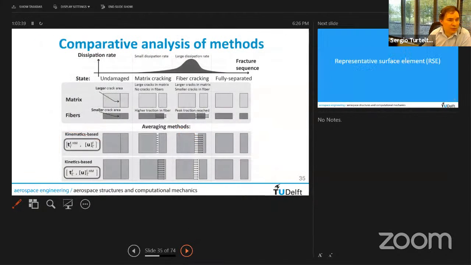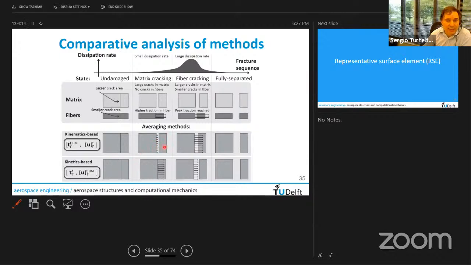A little bit of explanation of why this is happening and the difference between the two methods can be seen here, because we see that at the beginning, this is the undamaged material, and then you have the matrix here and you have the fiber. So at the beginning, the matrix is the first one to fail. So there's a very large opening here, but the load is mostly being transmitted through the fibers. If, however, you want to look at the power, which is the product between the opening rate and the traction, then you have to compensate.